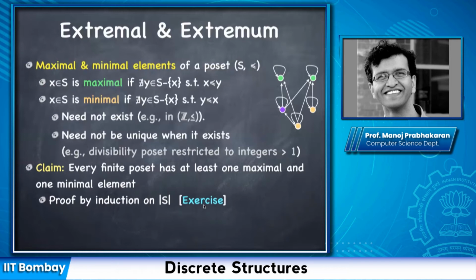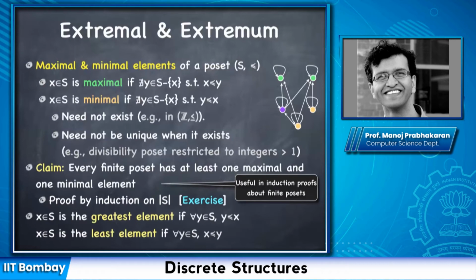But once you do that, it's a very useful fact that you can use in proving other facts about finite posets. Okay, so you can use it only for finite posets, but you can use the fact that the finite poset has a minimal or maximal element, and use that in the induction step when you're doing other induction proofs. A couple of examples will occur shortly. Okay, so that is extremal elements, so maximal elements, minimal elements.